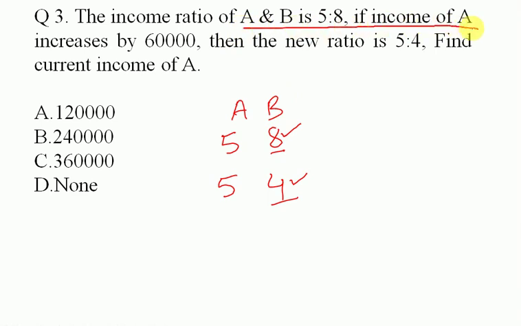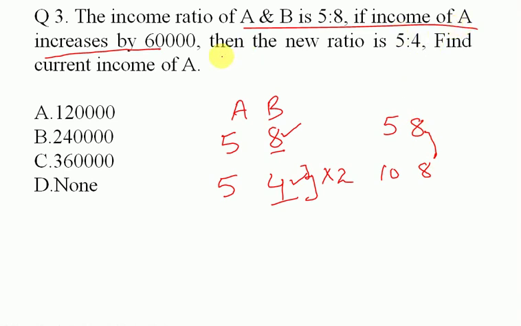It is given that the income of A increases by 60,000. There is a change because of A. So in order to make it the same, we will multiply this by 2. Why 2? Because this is 8, and over here it should be 8. So 5 and 8 multiplied by 2 means this is 10 and 8. Now this is the actual problem. So this is the same.